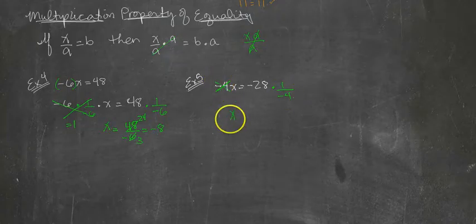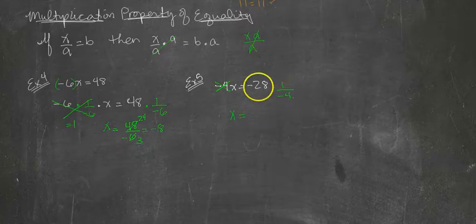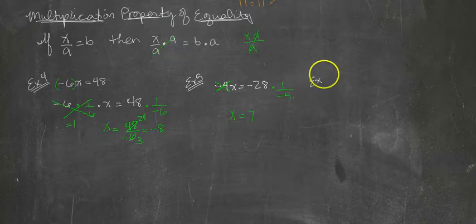Now I can just finish up. x equals, 2 negatives make a positive, 28 divided by 4 is 7. Done. 2 more quick examples, and then I'll let you go.